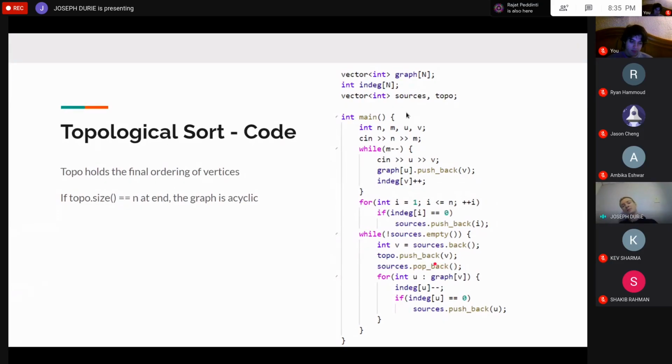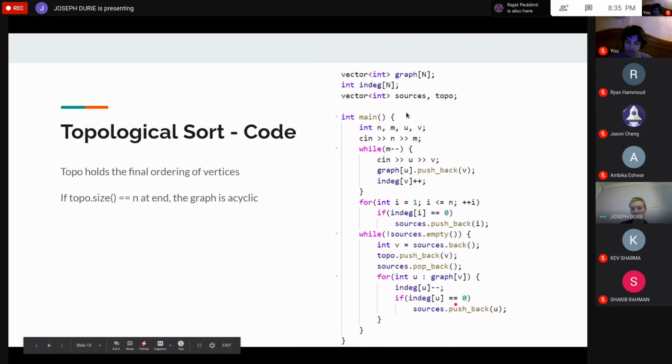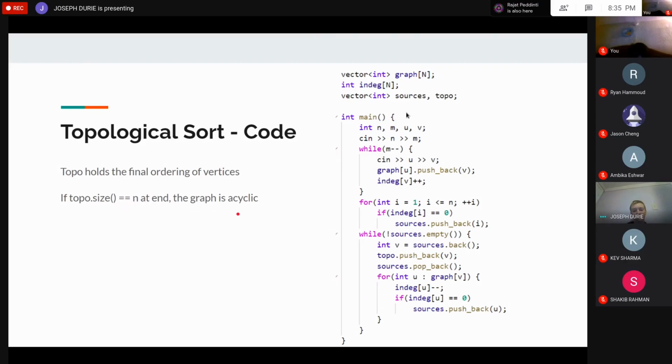Okay, so now all we have left to do in this step is update all of the edges coming out of V. The way we do this is look at all the vertices U that are adjacent to V, and then decrement the in-degree, because we're removing that edge that goes into U. And then if the in-degree is 0, we can just add it to the end of our source list. And so now at the end, if the size of our list is n, so if we visited every vertex, then the graph is acyclic, it doesn't have cycles, and we have produced a valid ordering. Otherwise, we know we found a cycle and there is no valid ordering.